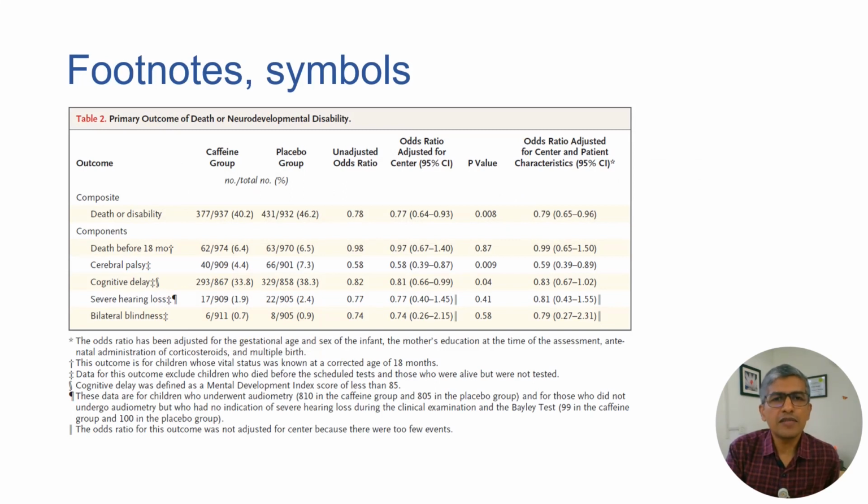The footnotes sometimes have to be very detailed, and you may have to explain a lot of things in the footnotes. So sometimes we add symbols inside the table and use those symbols to indicate the footnotes below. And there are different kinds of symbols that are used. We won't go into the details of that, but try to use something simple.